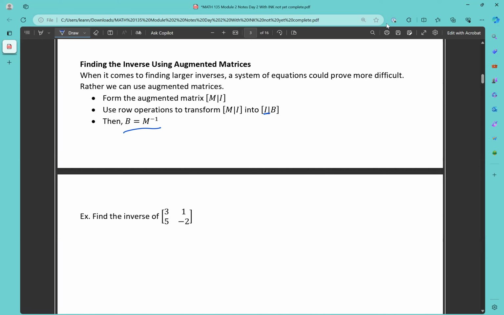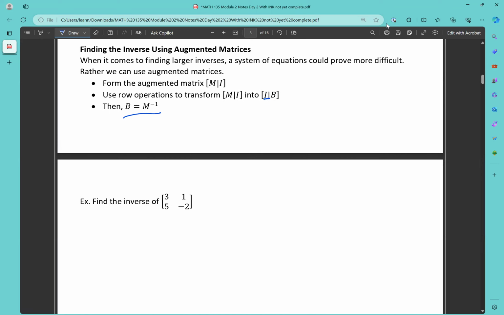So I'm going to show you how to do this with a 2 by 2. I'm going to do one example of that on this video and one example of a 3 by 3, and that will leave us with a couple versions that we can look through in class as well. So let's start with this first one.